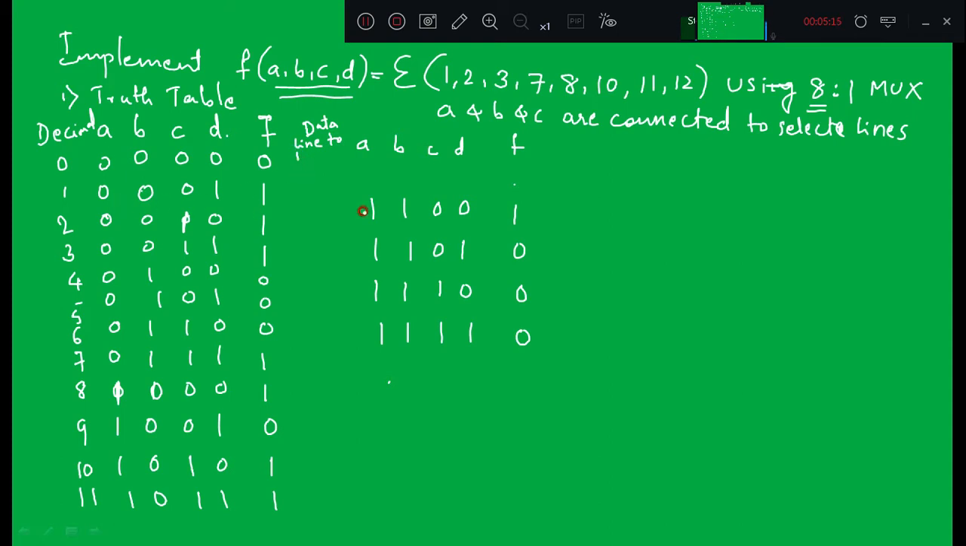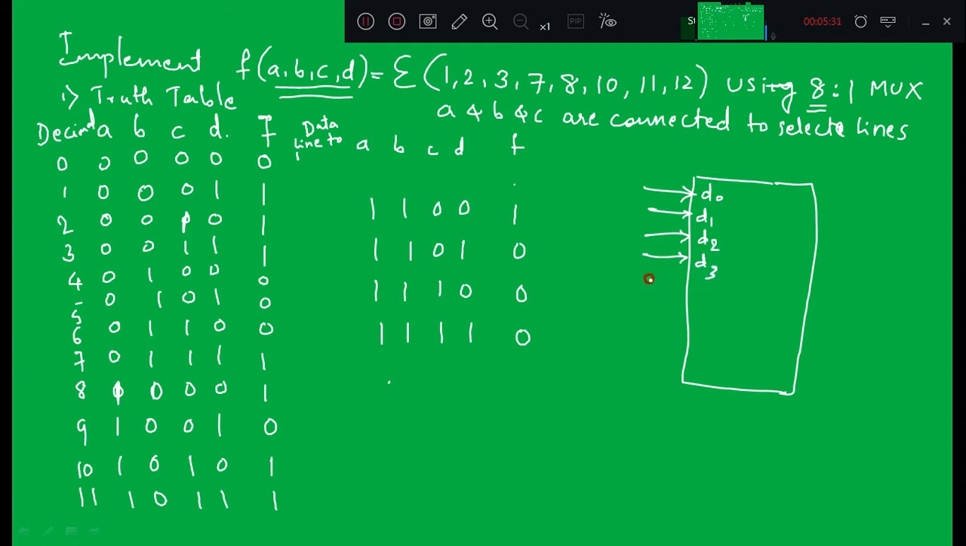Now, when I take an 8 is to 1 mux, that is the 74151 IC, right? There are 8 data lines, D0 to D7. The small d, that is the fourth input, is going to appear on this data line, and the other inputs are connected to select lines.